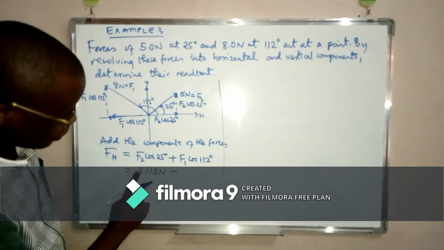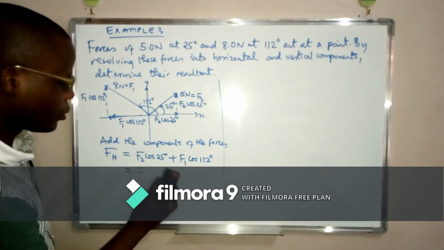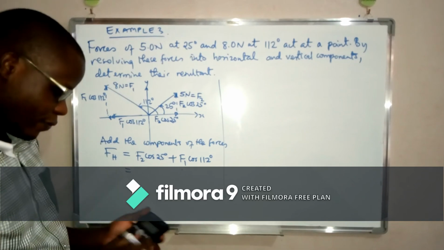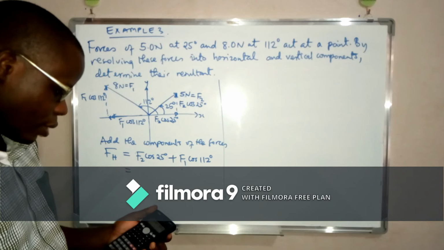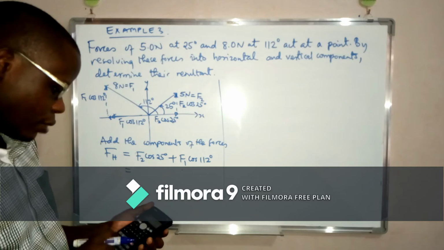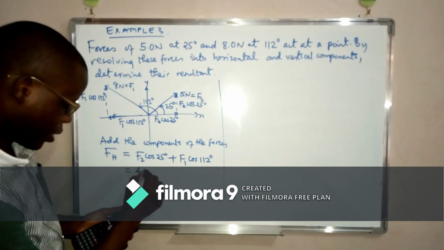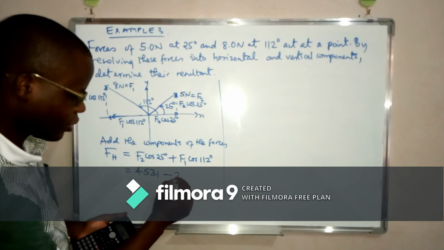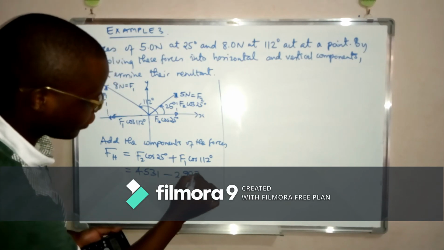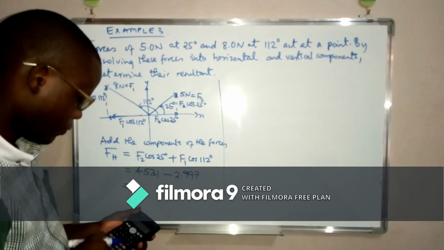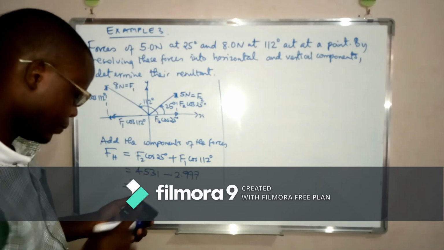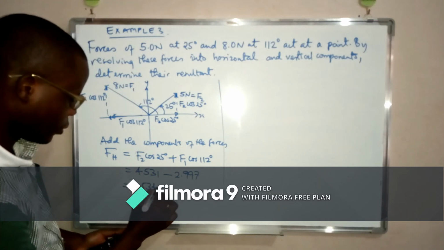We have F2, which is 5 cos 25. This part will give us 4.531, and this part will give us negative 2.997. So when we get the difference, 4.531 minus 2.997, we get 1.534 newtons.